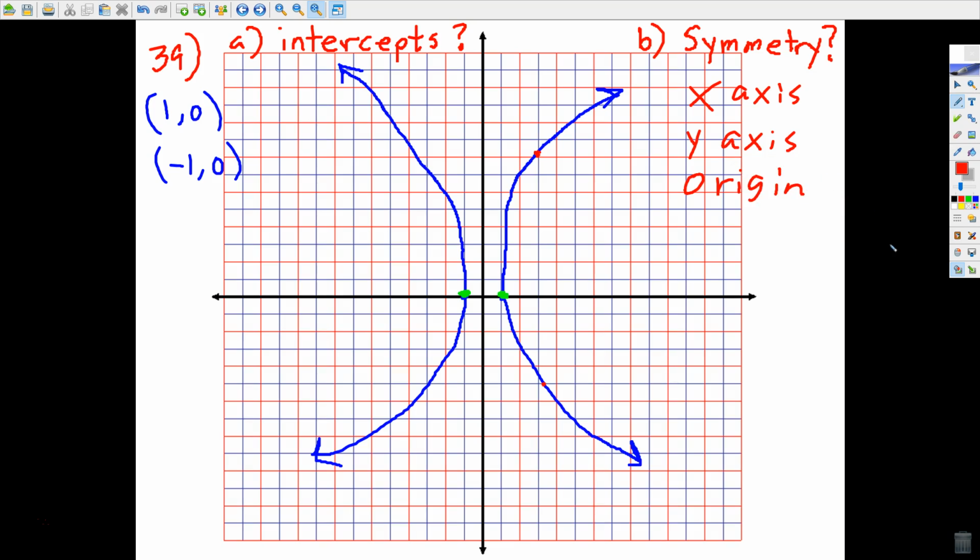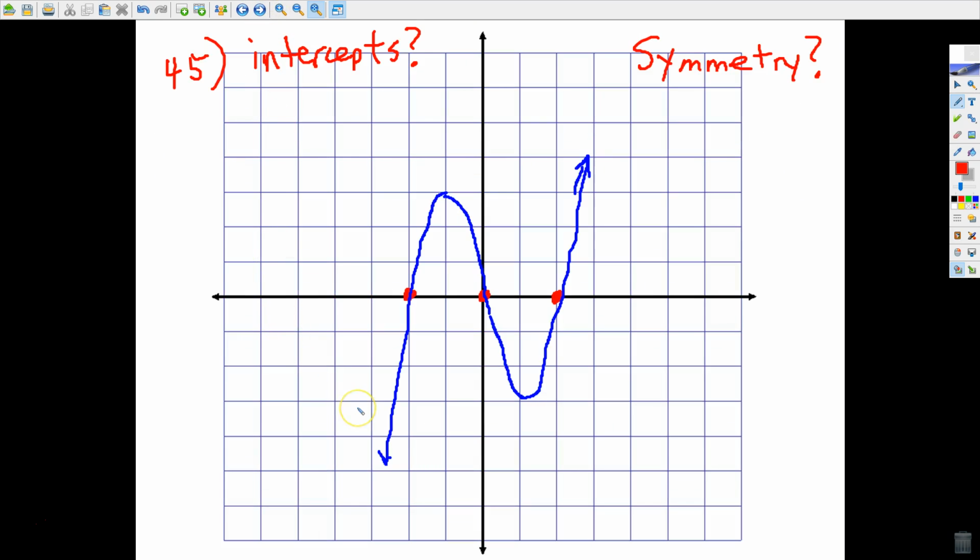So if you're looking at a graph, if you can identify one of the points and then just go through a little exercise, is the opposite x-coordinate on the graph, is the opposite y-coordinate on the graph, x-coordinate would be over here, y-coordinate down here. And then if you can find the opposites of both coordinates, then that just means you have origin symmetry. Does that make sense? Any questions so far? Okay, let's try this one.